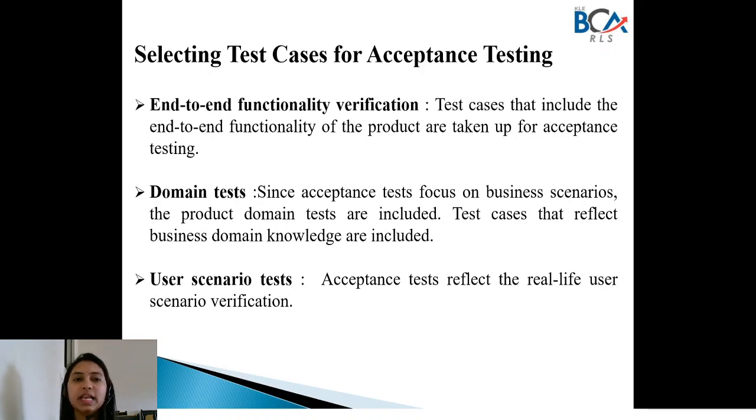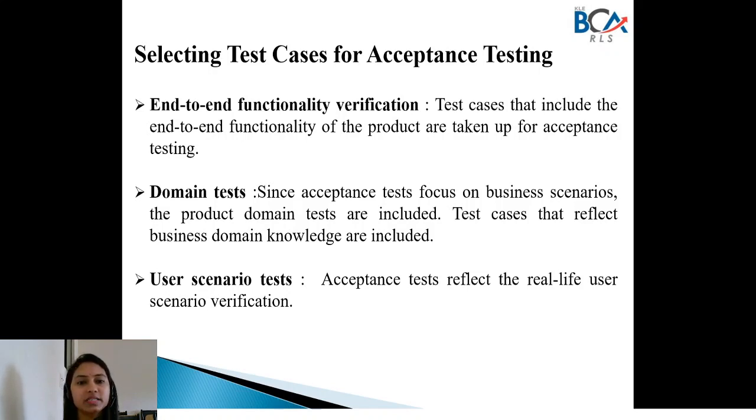Let us see selecting the test cases for the acceptance testing. End-to-end functionality verification should be done. Test cases that include these functionalities of the product are taken up for the acceptance testing. So your application should be tested end to end, and all the end-to-end functionality should be working.